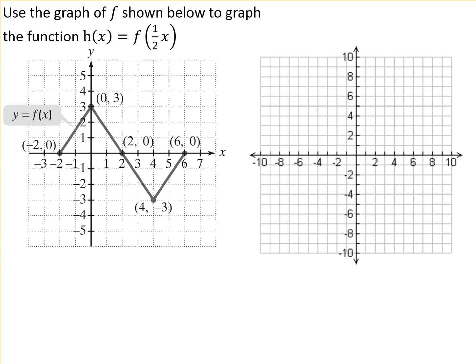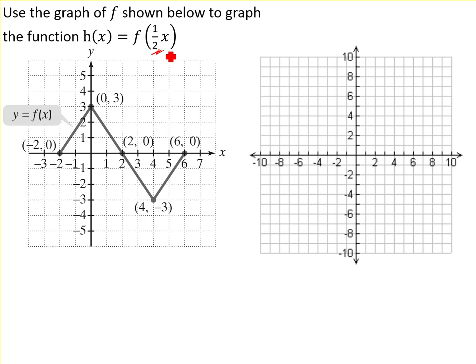Here we're given a graph of a function f of x without its equation, so we're just given the picture, and we're being asked to graph the function h of x, which is a transformation of that. It's f of 1/2 x. So the difference from f of x to f of 1/2 x is that we have that multiple of 1/2 in there.